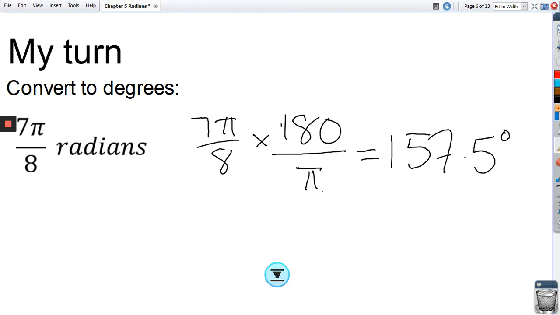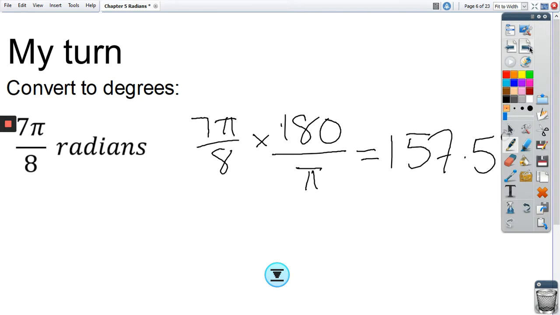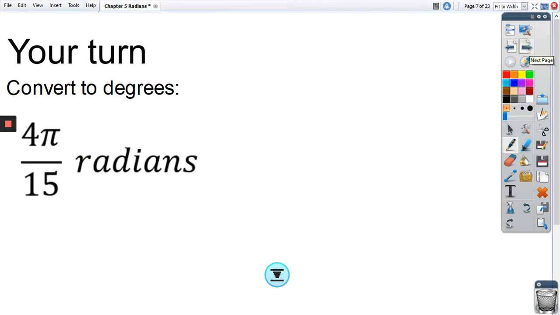So let's have a look at an example where I want you to have a go. As I've said before, make your notes now, pause, make your notes, and then have a look at this example and pause again.